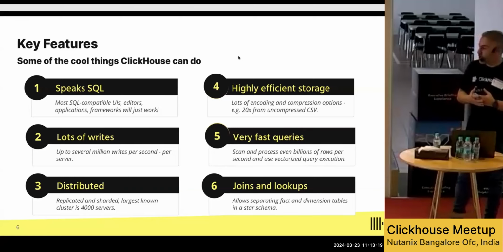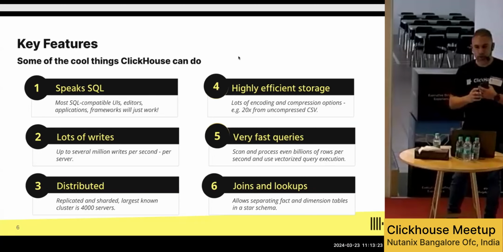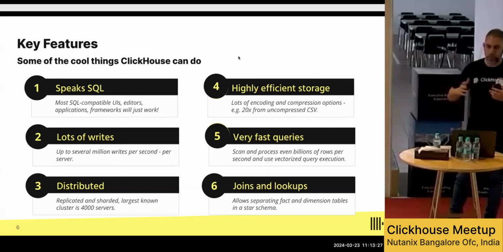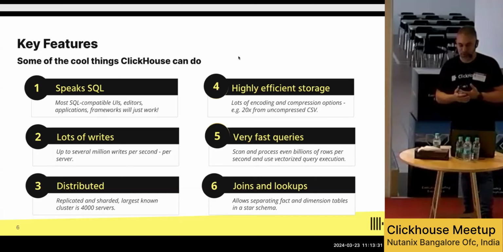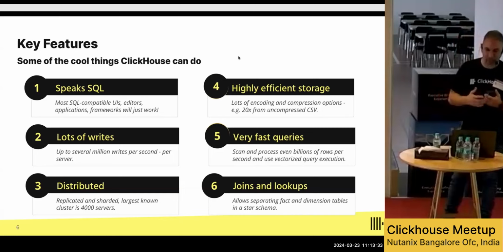So it can process heaps of writes, up to millions of rows per second, if not billions of rows per second, with a distributed scale-out architecture as well. So very big. I'm sure most of you have seen the power of ClickHouse and how it ingests data so quickly.